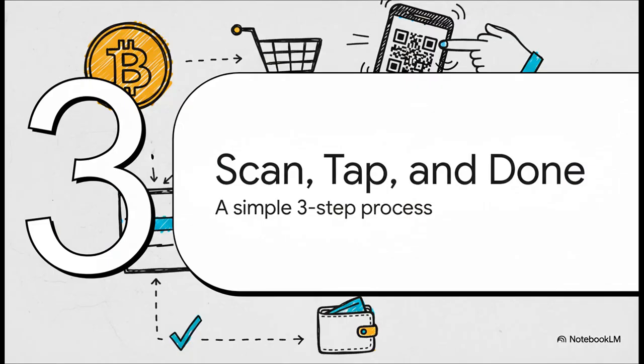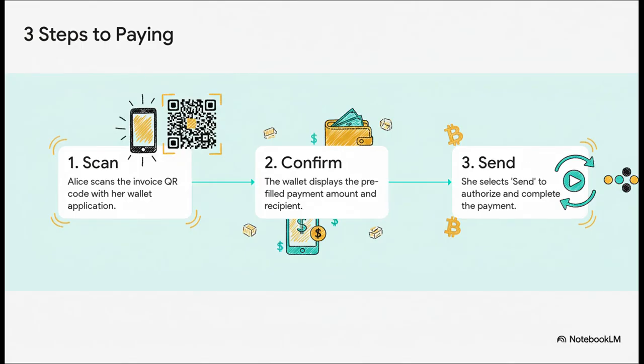Because all that information is bundled up so neatly into that QR code, the actual process for Alice becomes incredibly simple. Really, it just boils down to 3 quick actions. Okay, so first, she just opens her Bitcoin wallet app and scans the code on the screen. Beep! Second, her wallet pops up with all the details it just read, the amount, the recipient, the memo, for her to give a quick final check. And third, she just taps send. That is it. The payment is authorized and on its way.